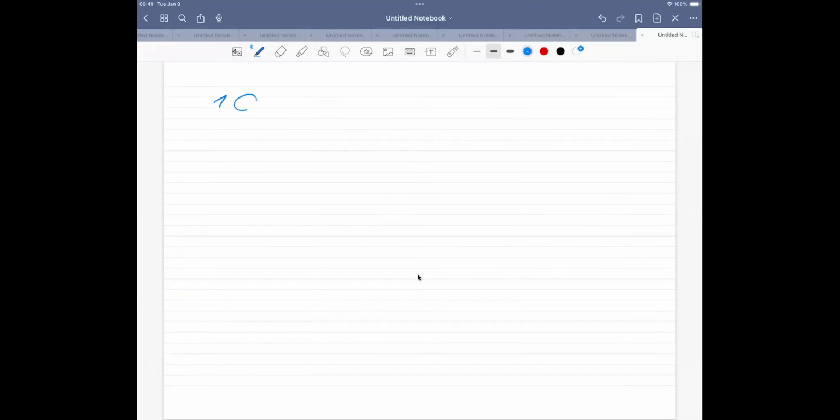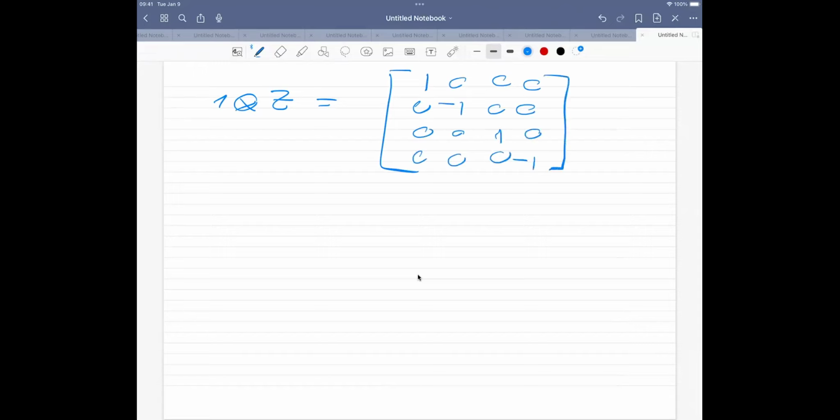So if I take the next part of the Hamiltonian, which is 1Z, this is going to be given by the matrix with entries 1, -1, 0, 0, 0, 0, and then I have 1 and -1. I can write this in a more compact way as a Pauli Z, 2 times 2, identity, and a Pauli Z, 2 times 2.